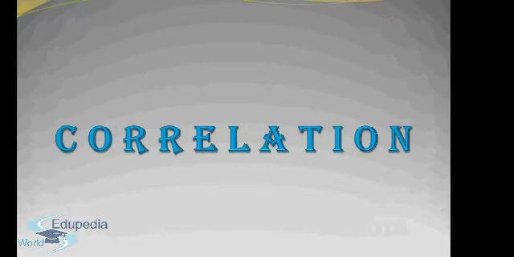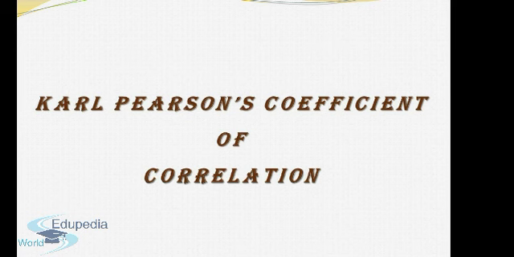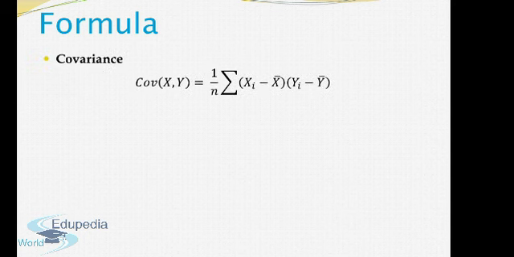Continuing with correlation, today we shall take up the derivation of the formula which we saw in the previous session, and we shall take up the various forms of the formula and see how they were derived. So let's take up the Karl Pearson's coefficient of correlation. To recall, we had seen that the formula to find the covariance, that is the absolute measure of correlation, is given by 1 over n summation xi minus x bar times yi minus y bar.